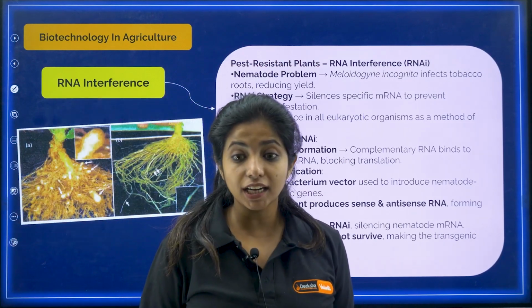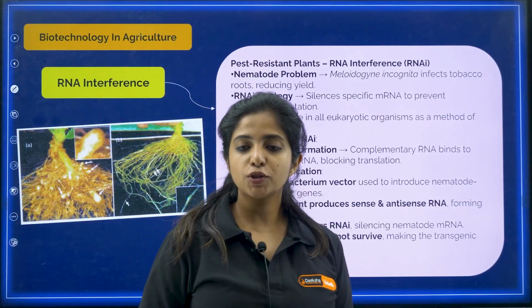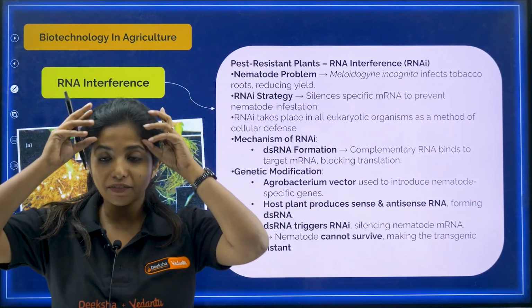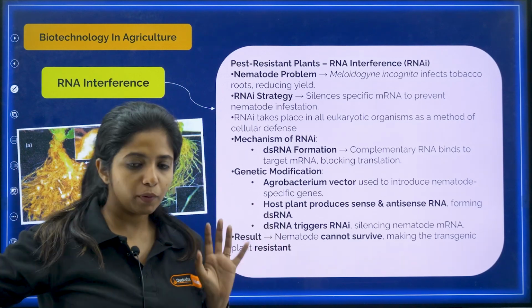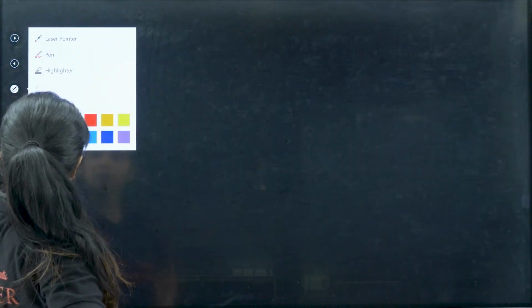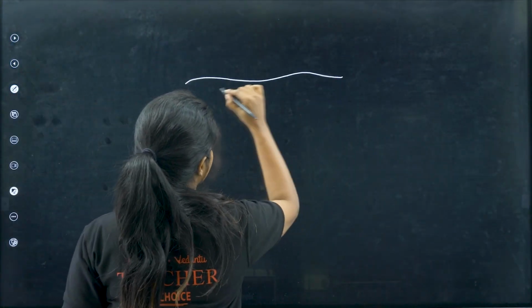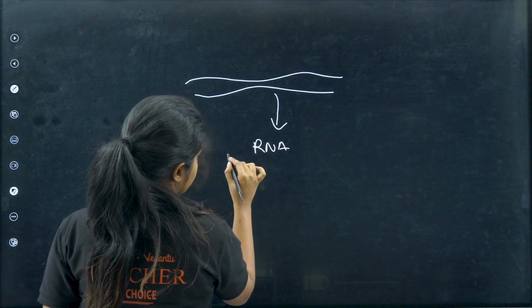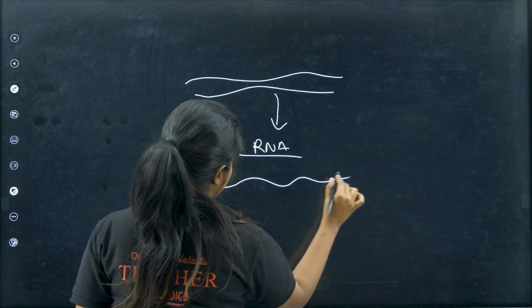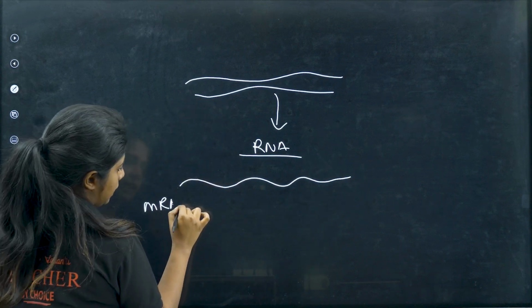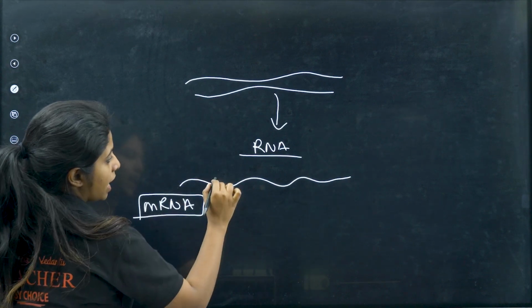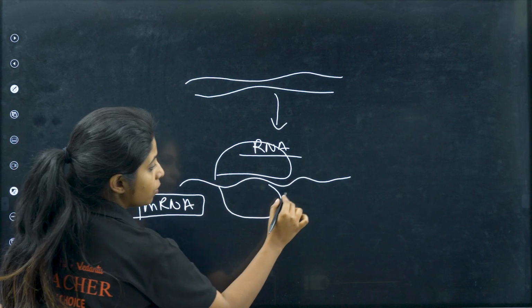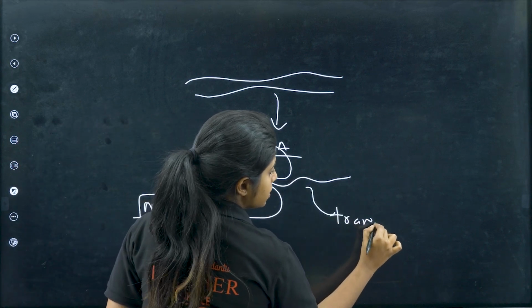We have RNA interference, that is the next thing. So, biotechnology in agriculture, we have RNA interference. What do you mean by that? Before getting ahead with anything, I want to explain something. In our body we have DNA. This DNA is going to transcribe into RNA, basically in mRNA form. Now this mRNA is going to get sandwiched between the ribosomes, and that is how translation happens.